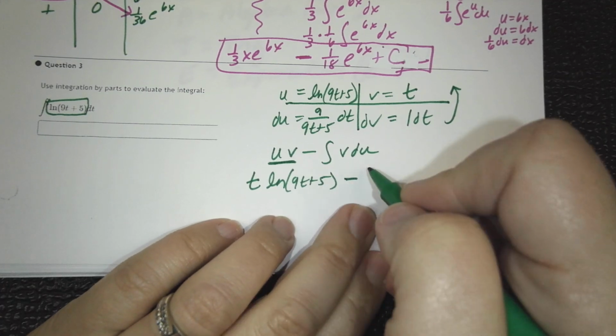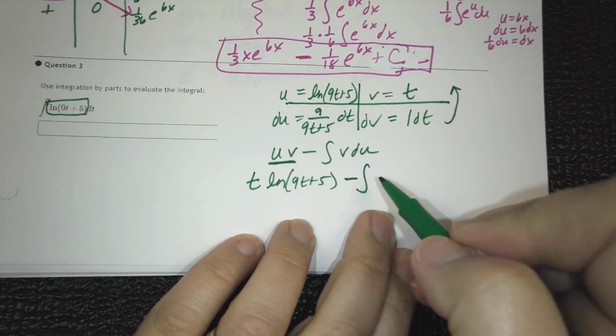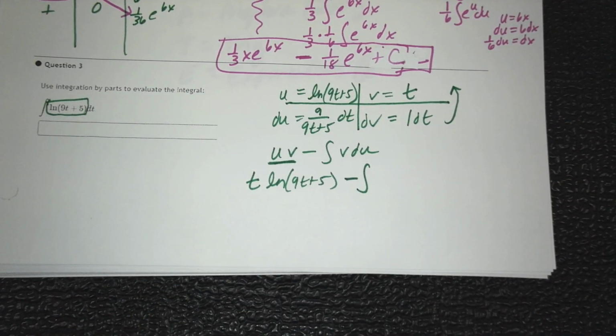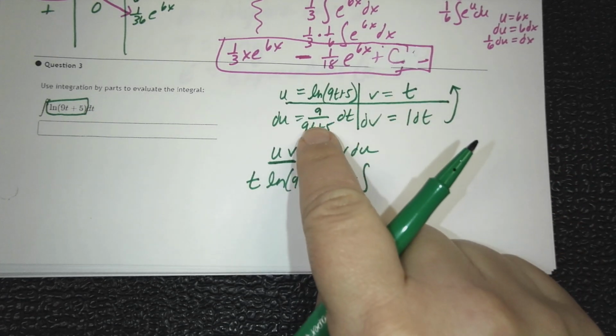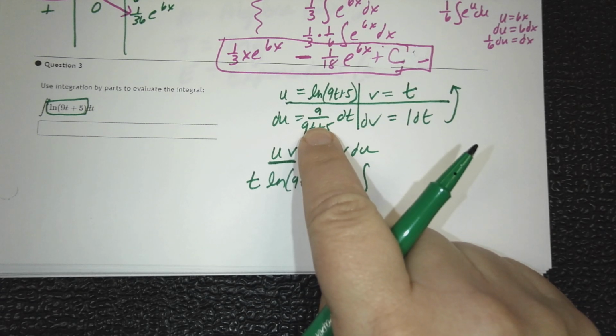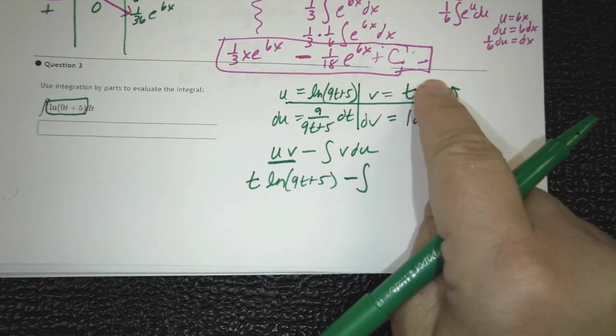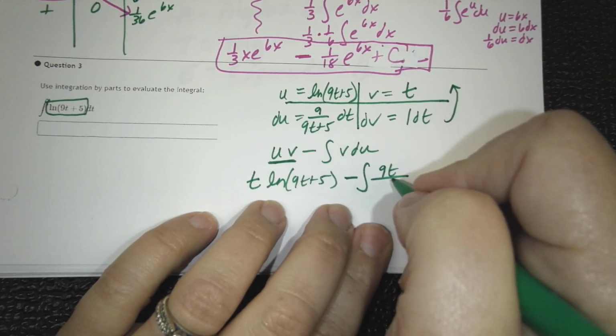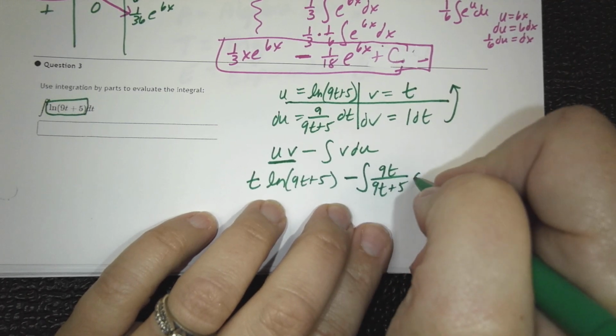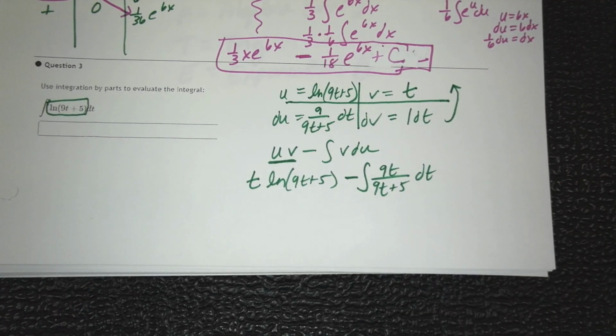Minus the integral of, what would I write here? What, integral of what? T times this, yes? Another way to write that would be 9t over 9t plus 5. You don't do it top and bottom? No, it's t over 1. It's like t over 1.